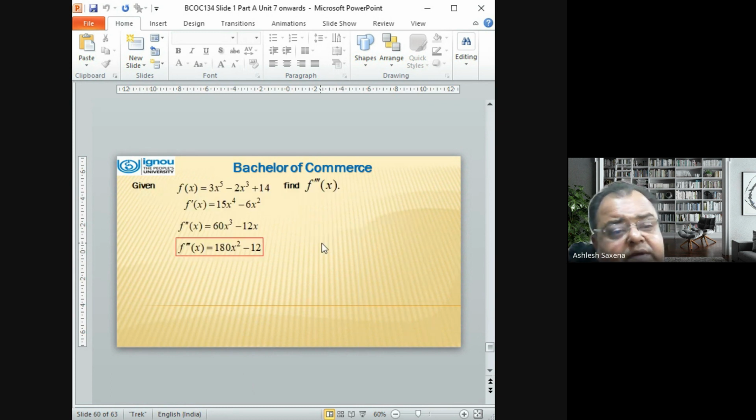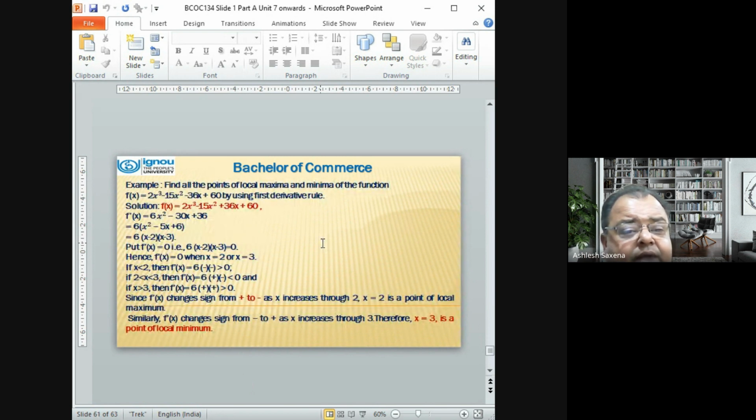Now you can see f(x) is equal to 3x power 5 minus 2x cubed plus 14. You have to find the first derivative. It will be 15x power 4 minus 6x squared. The second derivative will be 60x cubed minus 12x. The third derivative will be 180x squared minus 12. So on we go on moving.